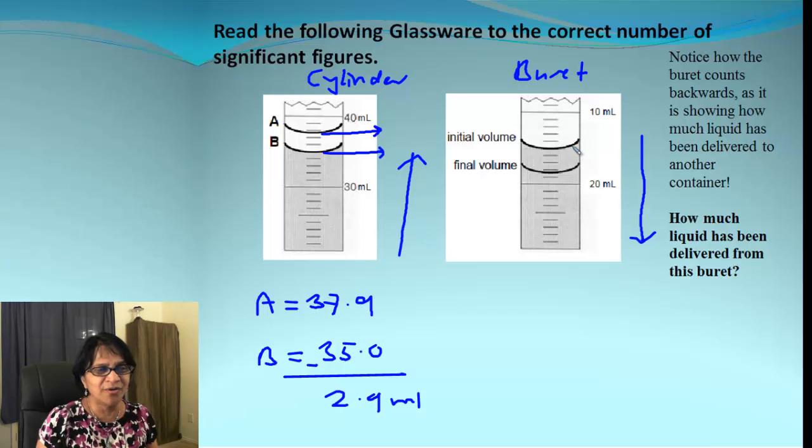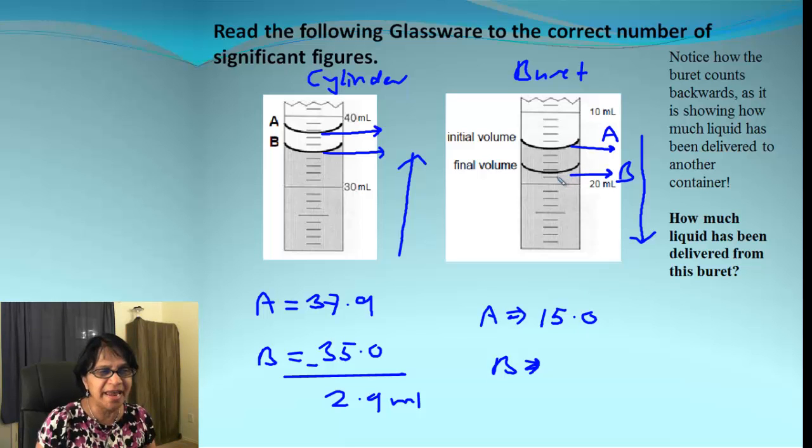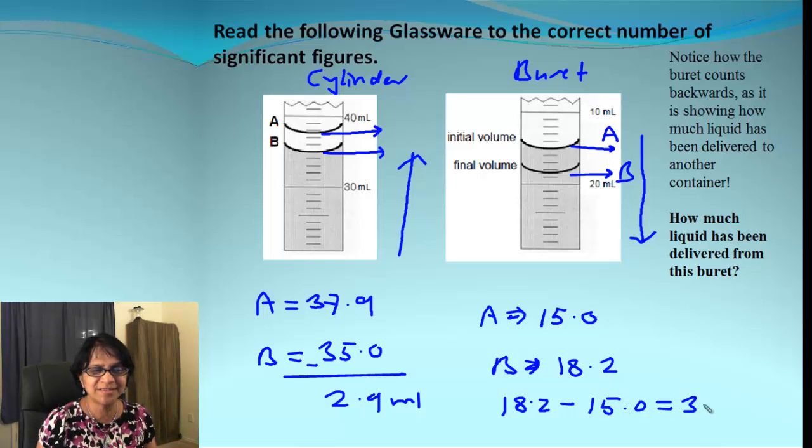Let's look at the burette now, and we get, the same way, two different readings. If this is A and this is B, A is exactly 15, and since it's on the marking we put 15.0. B, the second reading, is between 18 and 19, but it's closer to 18. So let's take the number which is less than 5, 18.2. We need to subtract both to find out how much volume was really transferred. And what do we get? 3.2 milliliters.